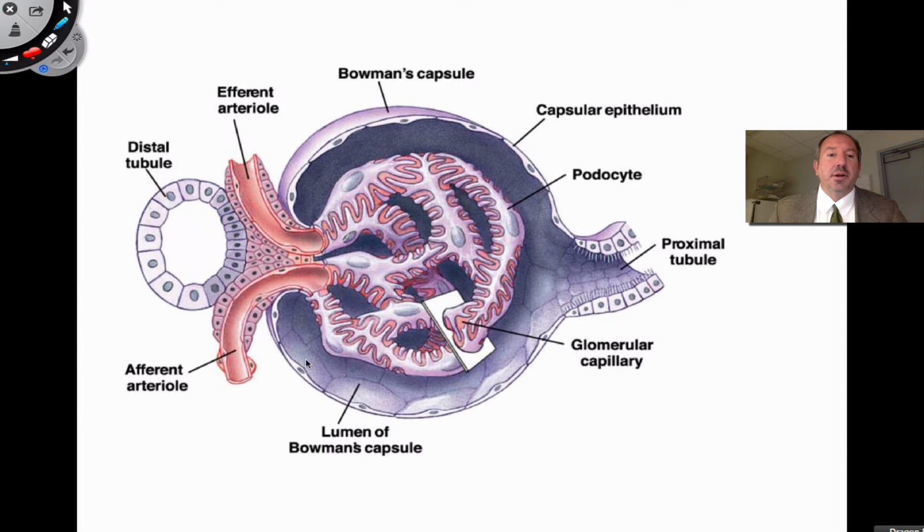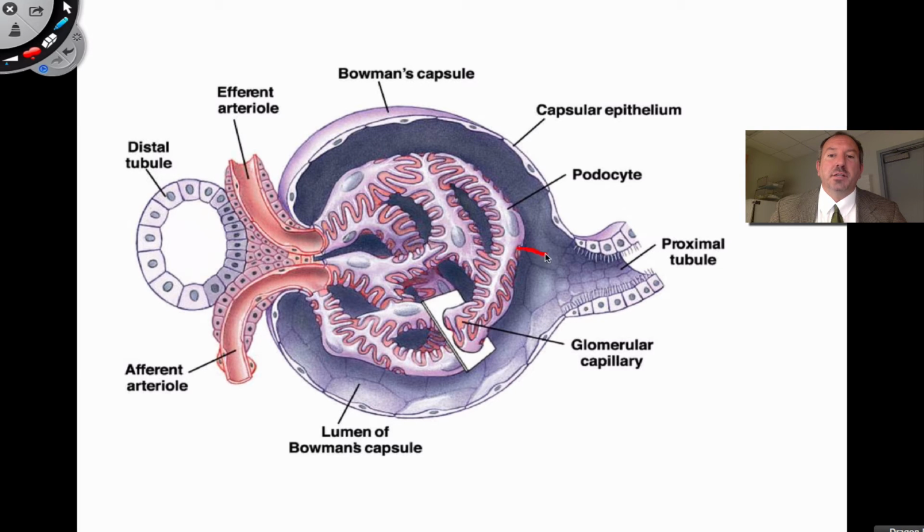One last diagram of this, just a different picture so that you can get a sense of it. Here the blood is coming in. Here are the JG cells right here. Mesangial cells are right here. Here are the macula densa cells. Here are the capillaries, which are surrounded by the podocytes, which help prevent them from bursting because the blood's under high pressure.